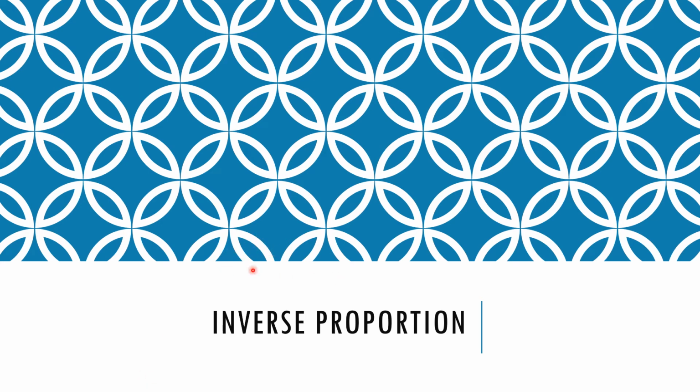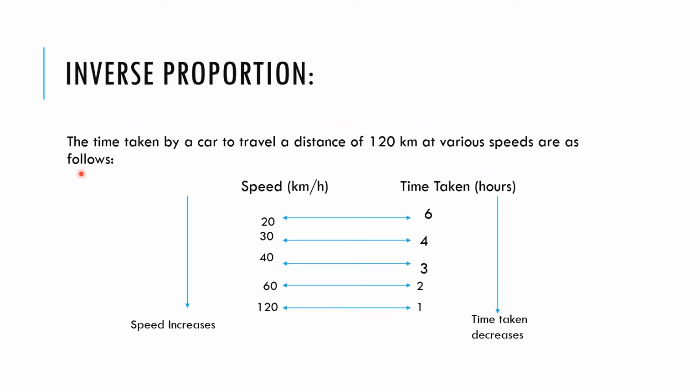In this video, we are going to discuss inverse proportion. The time taken by a car to travel a distance of 120 km at various speeds are as follows.